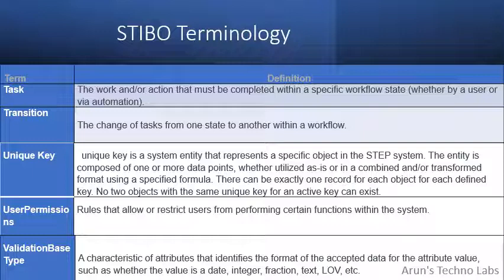A validation type is a kind of validation whenever you're creating attributes such as date, integer, fraction, or text LOV. So all the validation identifies what is accepted for validations when you are creating attribute values as part of the data types. So all these validation ways are to be performed as part of the STIBO.